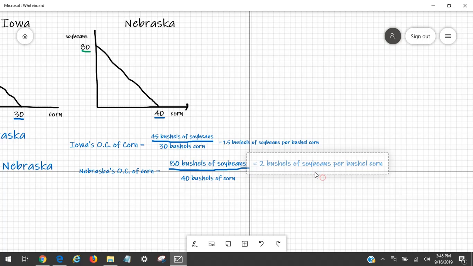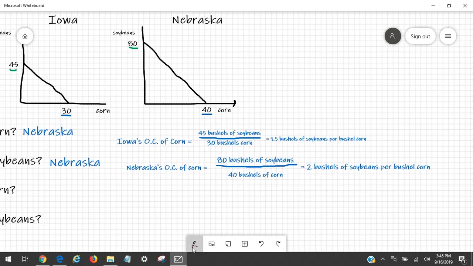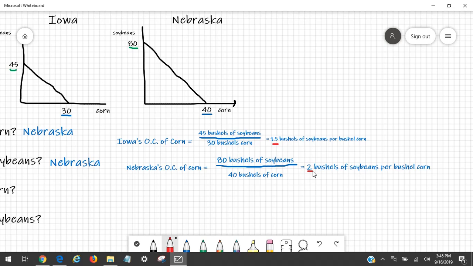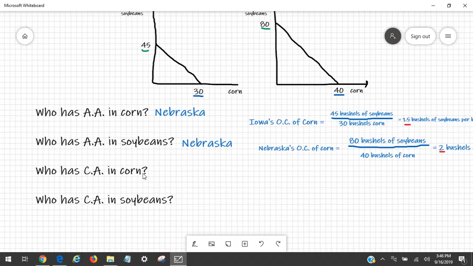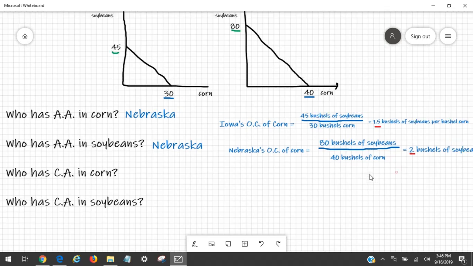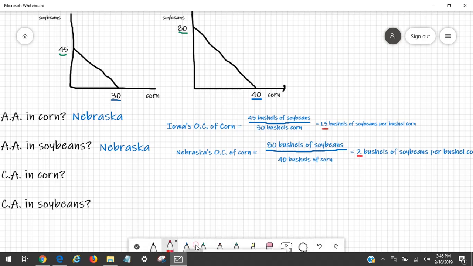Okay, so now I've calculated the opportunity cost of corn for both states. Iowa's is 1.5 and Nebraska's is 2 bushels of soybeans. To determine who has the comparative advantage in corn, which is the original question, all I have to do is see which one is lower. So 1.5 is lower than 2.